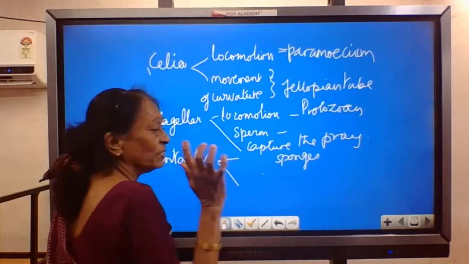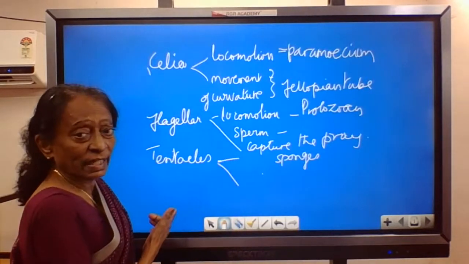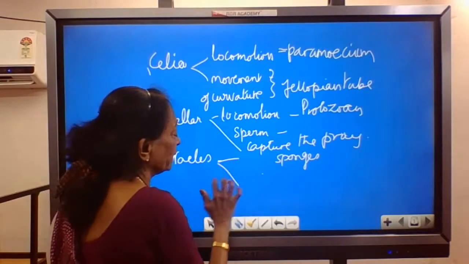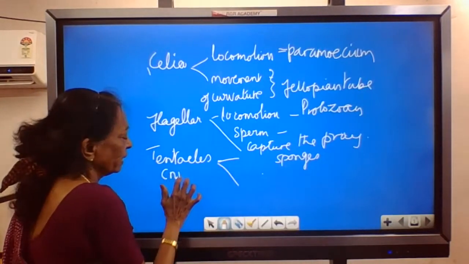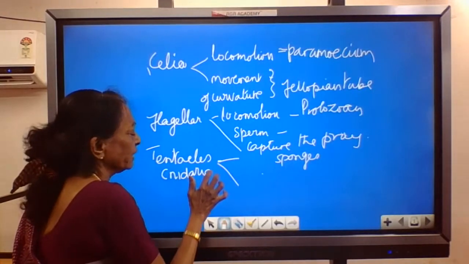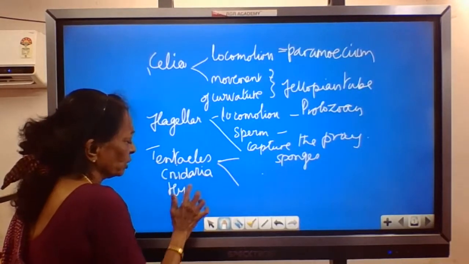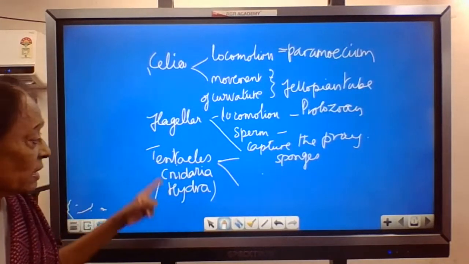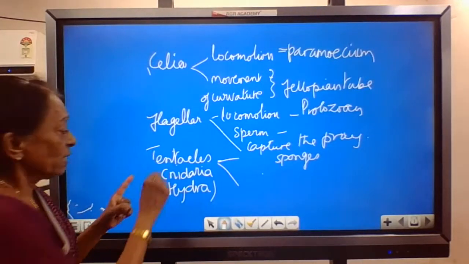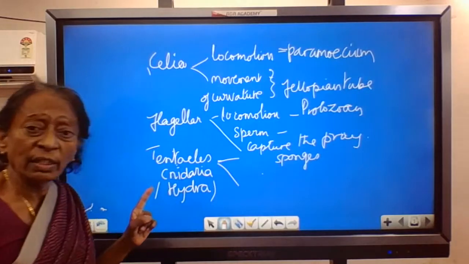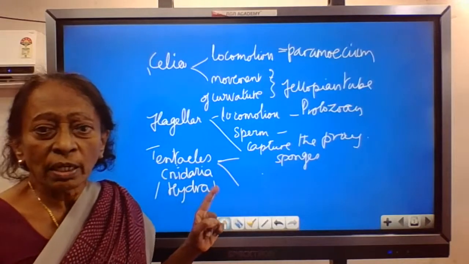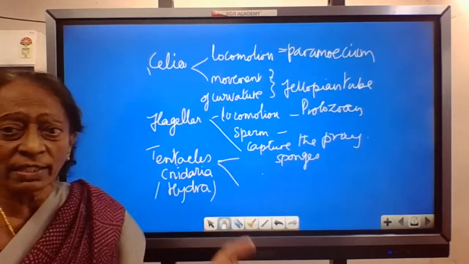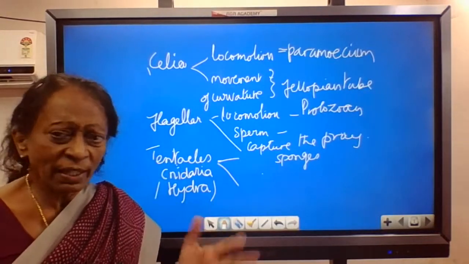Tentacles are not found in any cell inside the body. But tentacles are a characteristic of the group Cnidaria. When I speak about Cnidaria, you should remember the example Hydra. Cnidarians are nothing but coelenterates. They are called Cnidaria because they have stinging cells, cnidoblasts. They are also known as coelenterates because their body cavity acts like a digestive system. The example is Hydra.